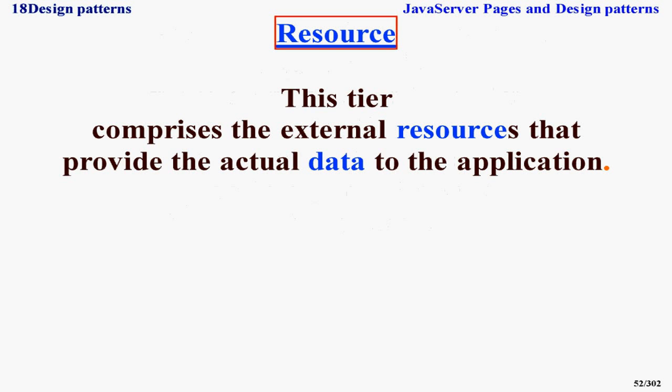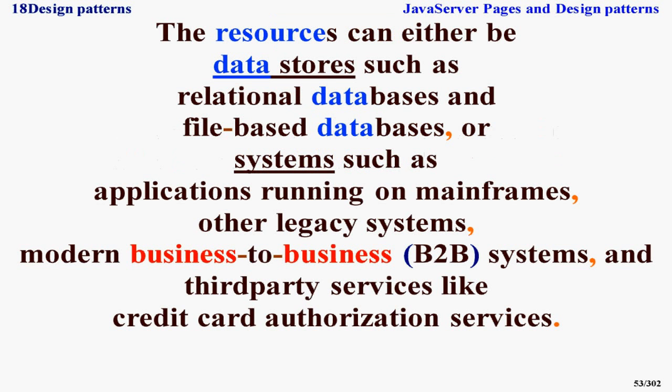Resource. This tier comprises the external resources that provide the actual data to the application. The resources can either be data stores such as relational databases and file-based databases, or systems such as applications running on mainframes, other legacy systems, modern business-to-business (B2B) systems, and third-party services like credit card authorization services.